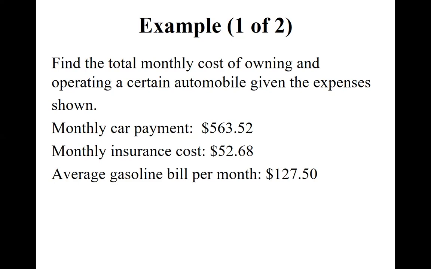Find the total monthly cost of owning and operating a certain automobile given the expenses shown. The monthly car payment, $563.52. The monthly insurance cost, $52.68. And the average gasoline bill per month, $127.50. We want to add these three things together to get the total monthly cost. Line up the decimal points and add.